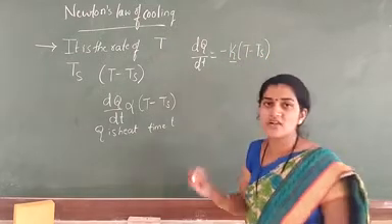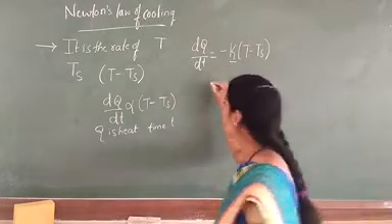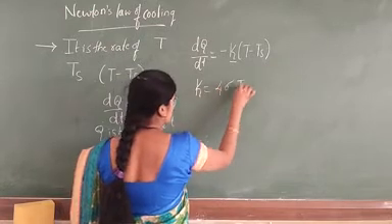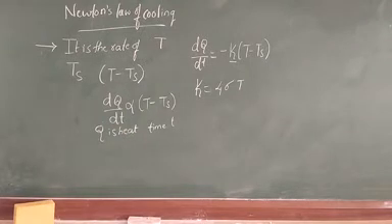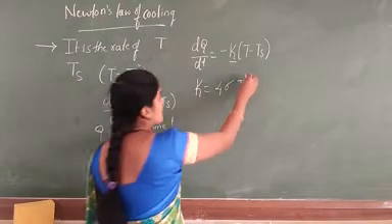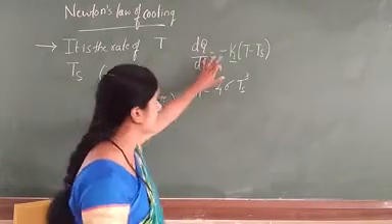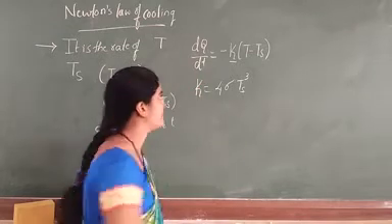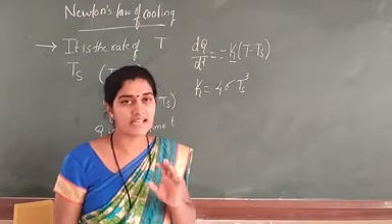Where k is the constant term. We know that k is equal to 4 sigma T raised to 3, at the temperature of the surrounding. The negative sign indicates that there will be a decrease with time t.